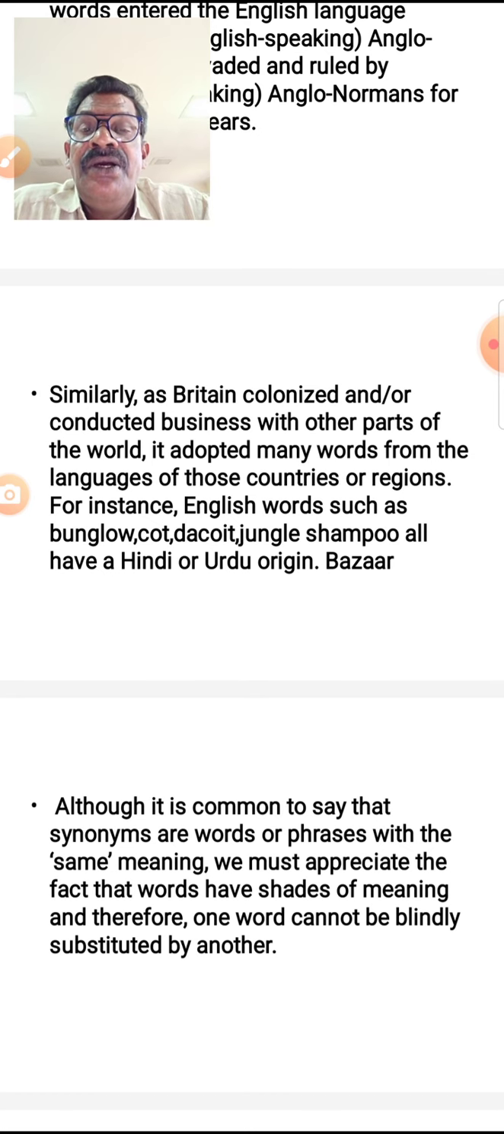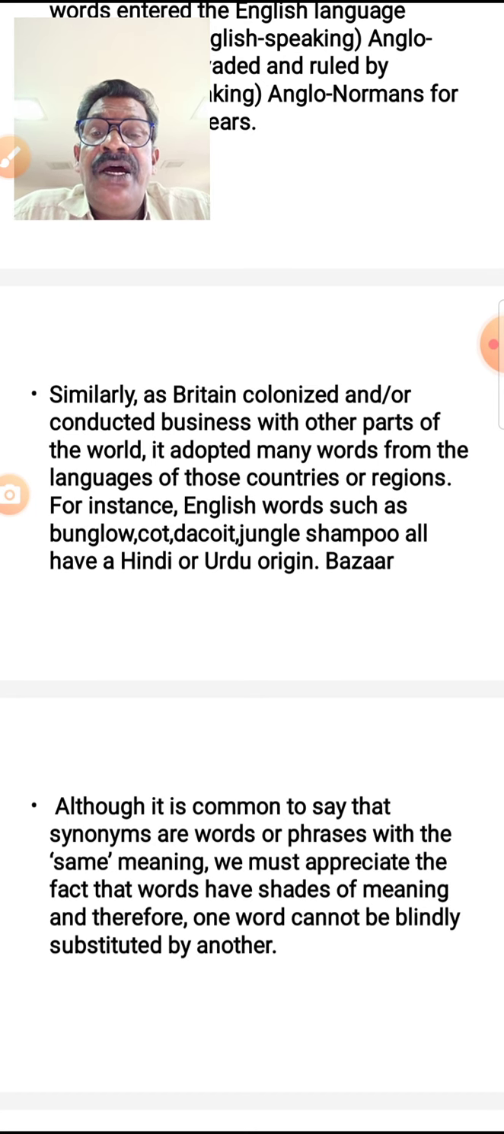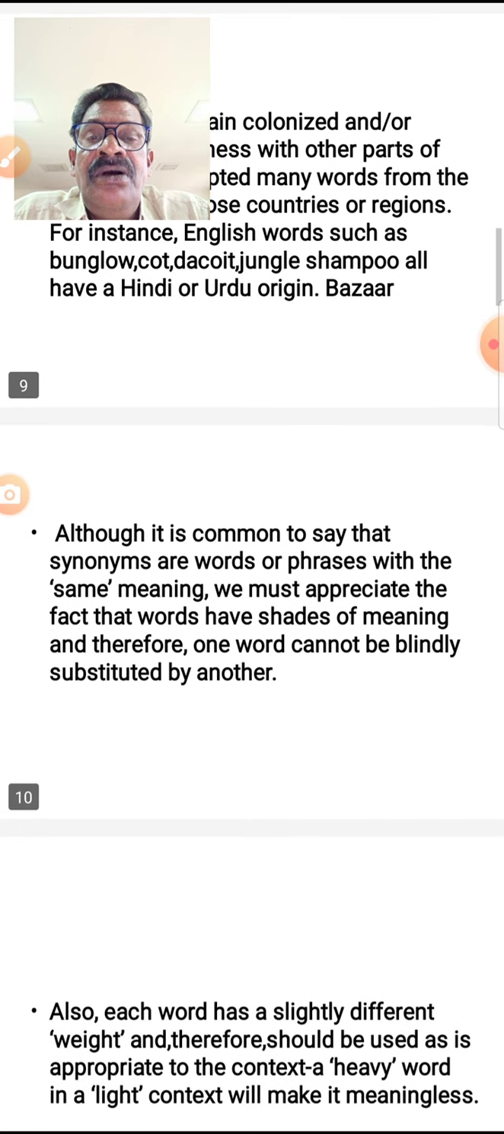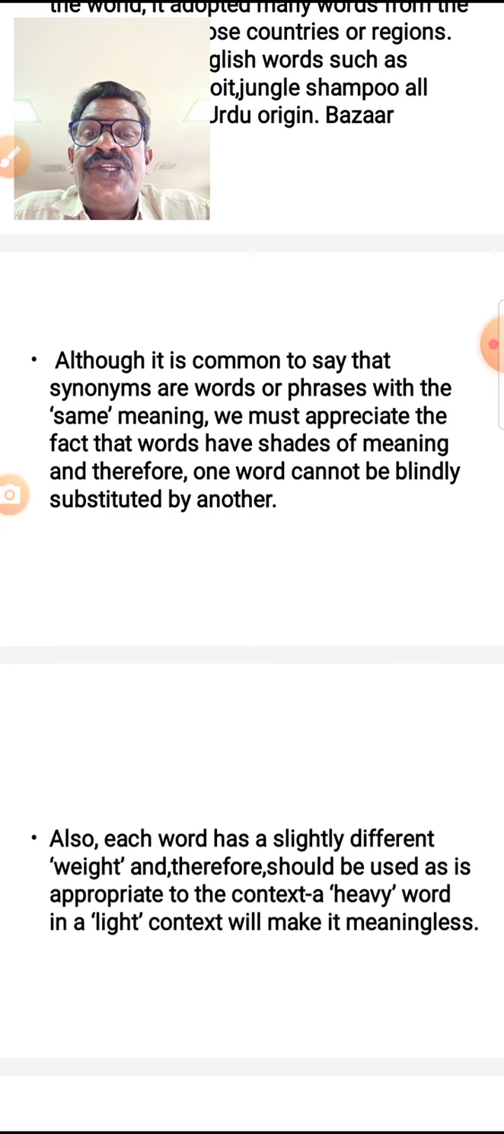For example, English words such as bungalow, cot, dacoit, jungle, shampoo, bazaar. These are all words related either with the Hindi language or the Urdu language. That means these are words which have been borrowed from Indian languages, right? So our Indian languages have also contributed to the English language.